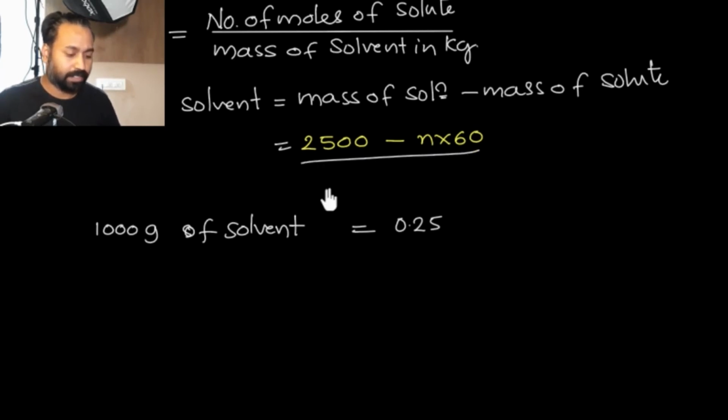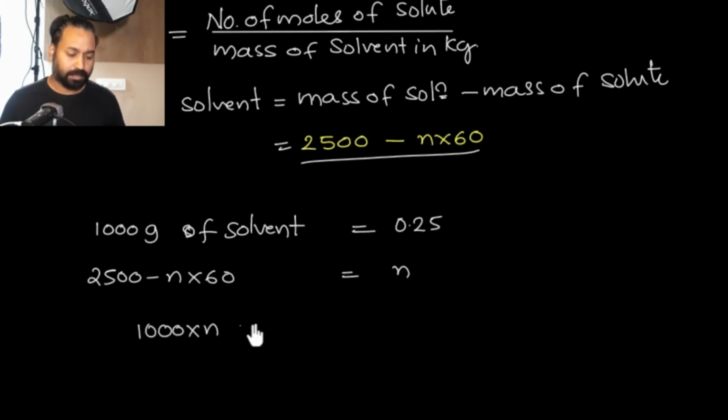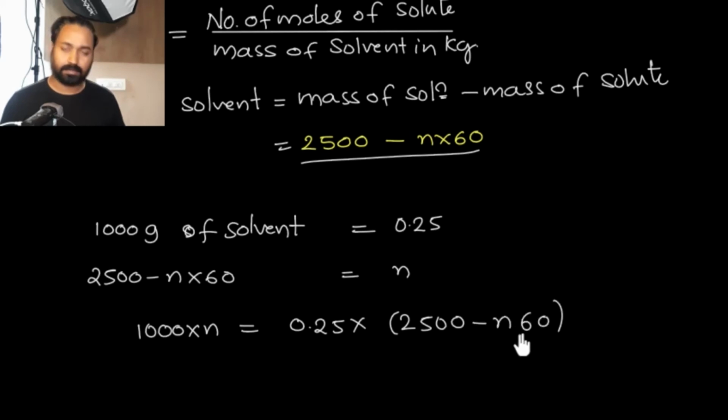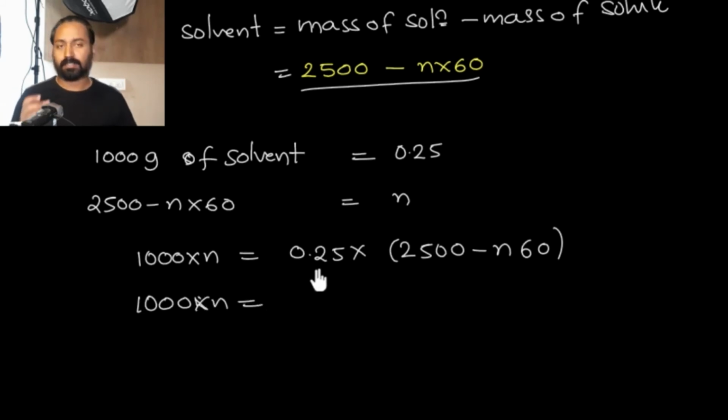Now the mass of the solvent we calculated here, we'll write 2500 minus n into 60, and that equals to n, the number of moles. We'll calculate that first. Now cross multiply this, that is 1000 into n is equal to 0.25 into 2500 minus n into 60. Okay, this is what we get. Now first on this side we have to simplify. 1000 into n. This 0.25 we can write as 1 by 4. 1 by 4 into 2500 is 625. Simple calculation. n into 60 means n into 15, because 60 divided by 4.